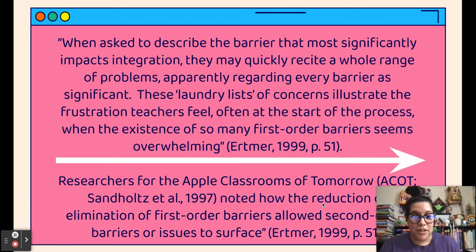I wanted to include these quotes because I thought they were really important to what we were talking about. The first one: when asked to describe the barrier that most significantly impacts integration, they may quickly recite a whole range of problems. So the teachers are saying that there's a whole laundry list of concerns, and these laundry lists illustrate the frustration that teachers feel often at the start of the process, when the existence of so many first order barriers seems overwhelming.